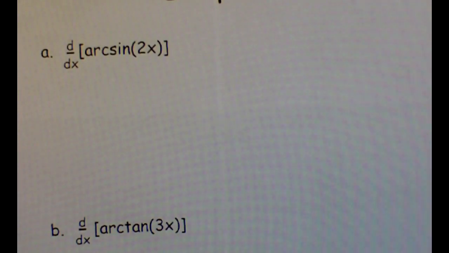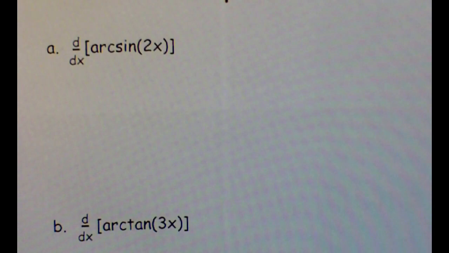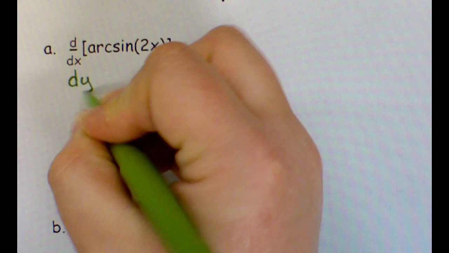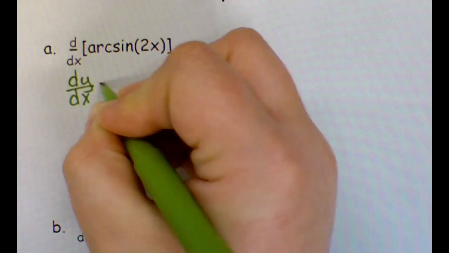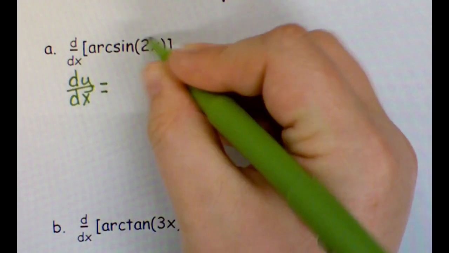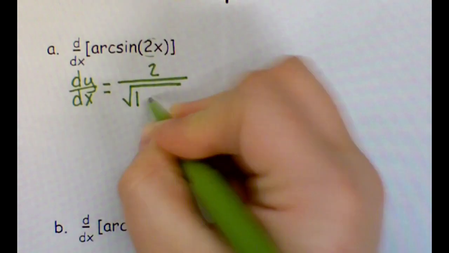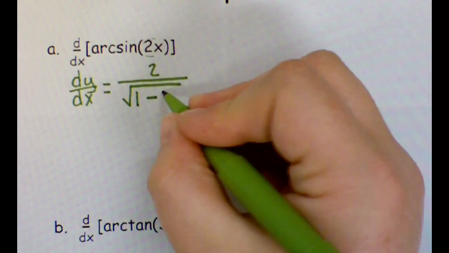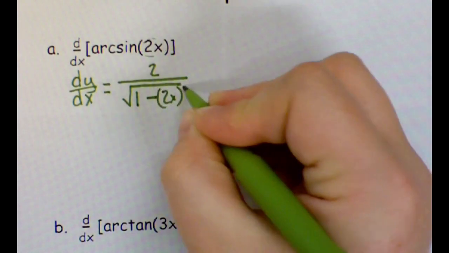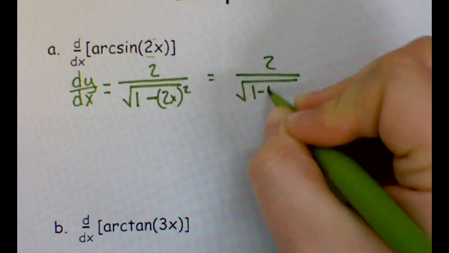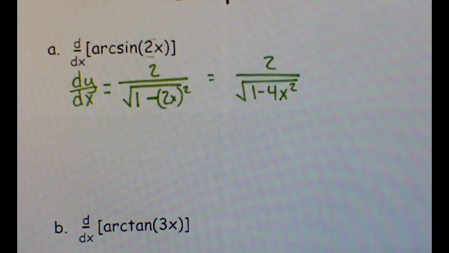The derivative of the arc sine of 2x. Well, according to our rules, arc sine's derivative is u prime over the square root of 1 minus u squared. So dy/dx equals u prime, the derivative of the inside here, which is 2, over the square root of 1 minus u, which is 2x squared. We could also write 2 over the square root of 1 minus 4x squared to clean it up a little.